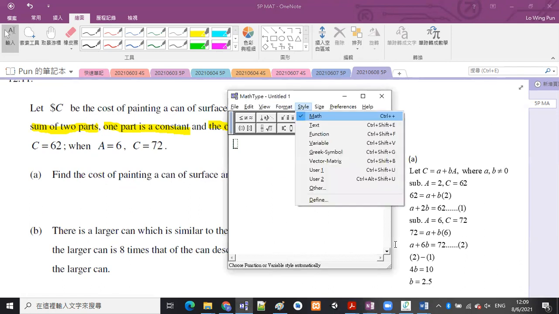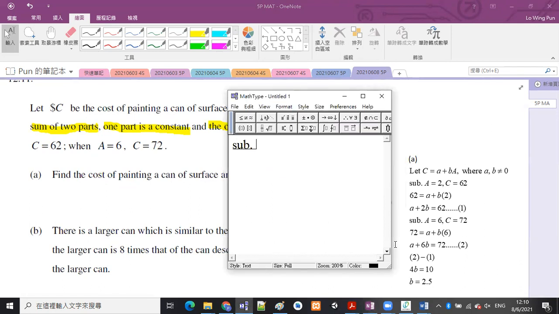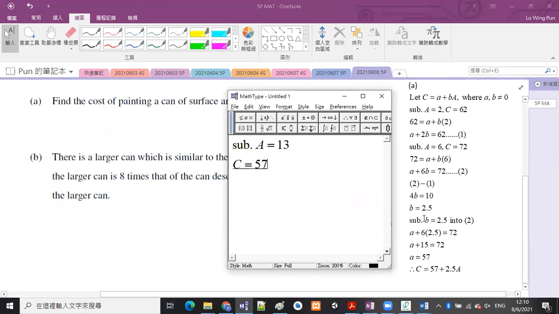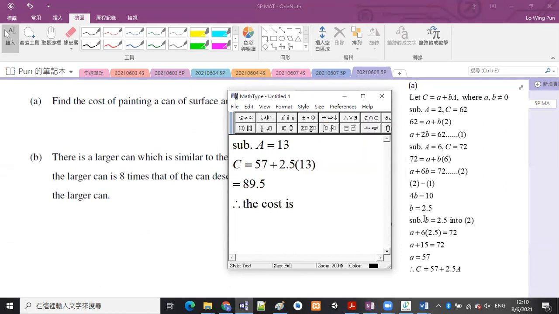So when we sub A equals 13 into our final equation, then C will be 57 plus 2.5 times 13. Can you help me? 89.5. Okay, thank you. But C is the letter, the unknown. The question asks us to find the cost. So let us write down the conclusion with the units. Therefore, the cost is $89.5.